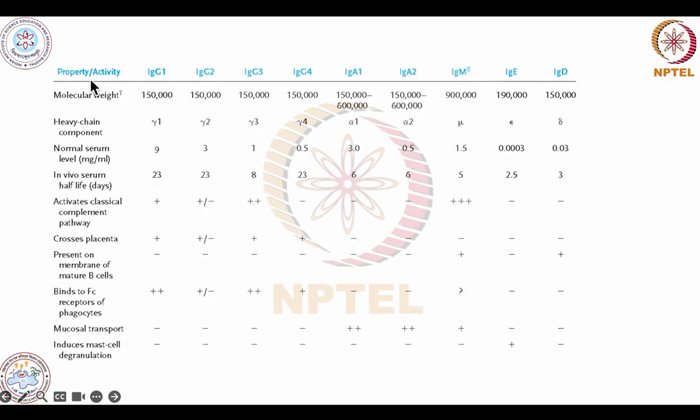Here the properties and activities of different immunoglobulins are listed, along with their molecular weights.